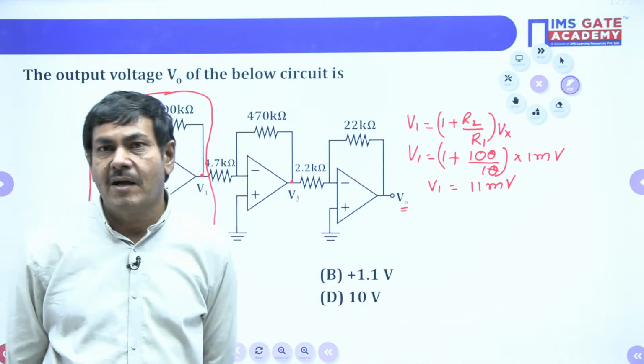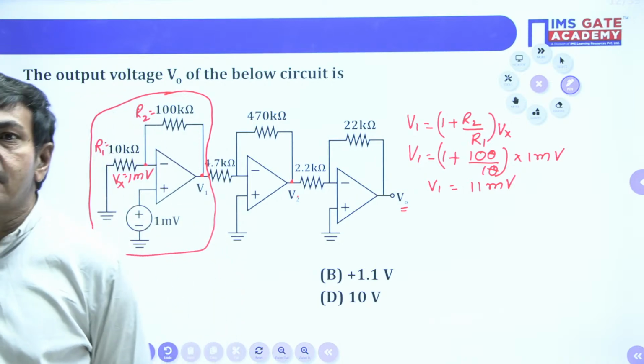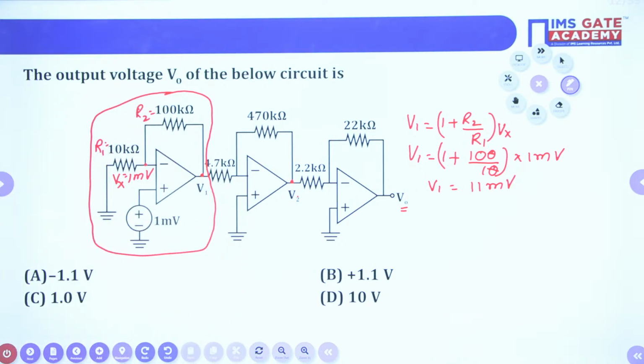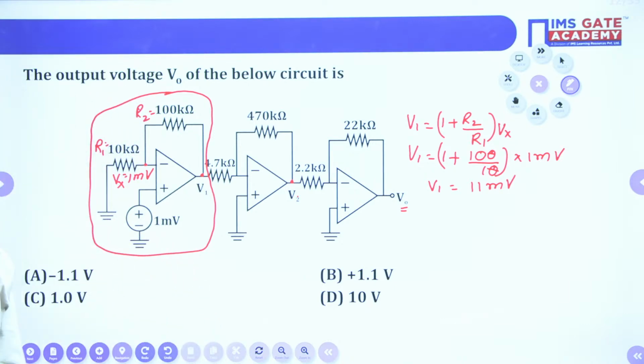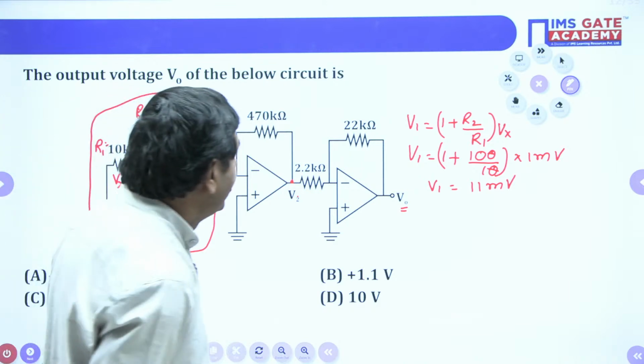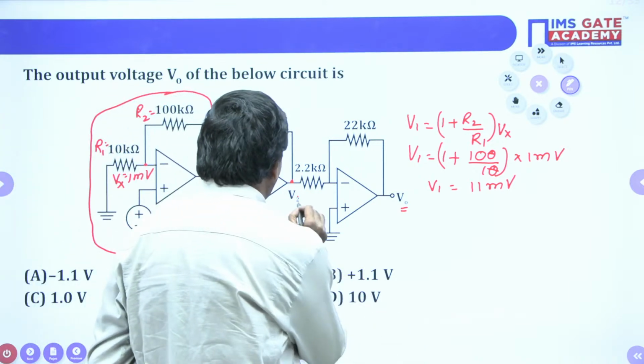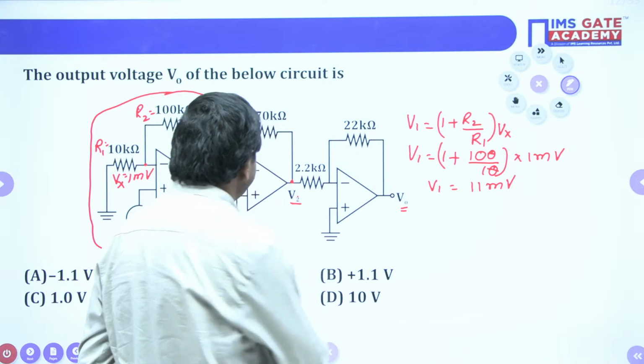Please cross check. Are you getting 11 millivolts? The answer options have 11 volts, yes, anyhow we are getting 11 at V1 only. So V1 equals 11 millivolts, with a positive sign. And next, after getting V1, I wish to find the V2 value.